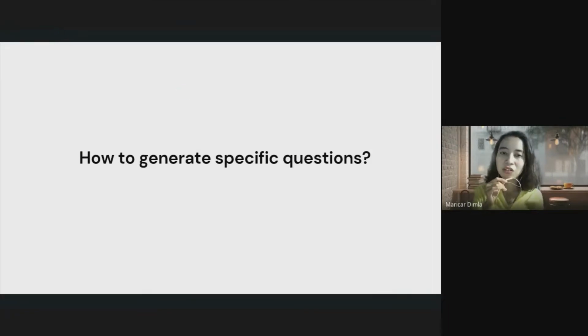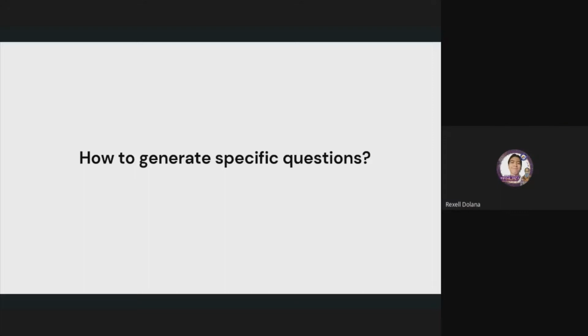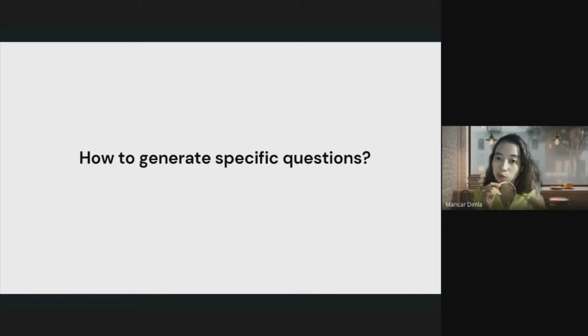How to generate specific questions. What are the things that we need to consider in generating specific questions found on your statement of the problem? Tina, what are your bases in writing or in generating your specific questions on your statement of the problem? Yes, Rexel? Connected po dapat dun sa problem po. Yes, number 1 is it must be connected to your main problem. Okay, so thank you for that, Rexel. That's also a correct answer.